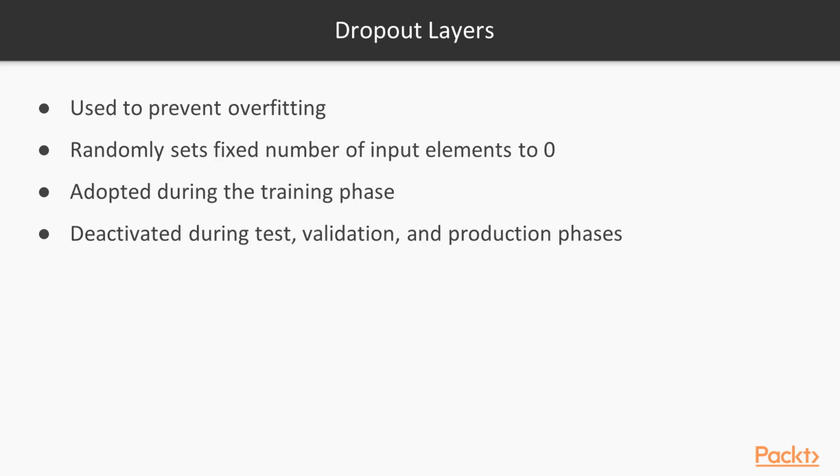Next is dropout layers. A dropout layer is used to prevent overfitting of the network by randomly setting a fixed number of input elements to 0. This layer is adopted during the training phase, but it's normally deactivated during test, validation, and production phases.